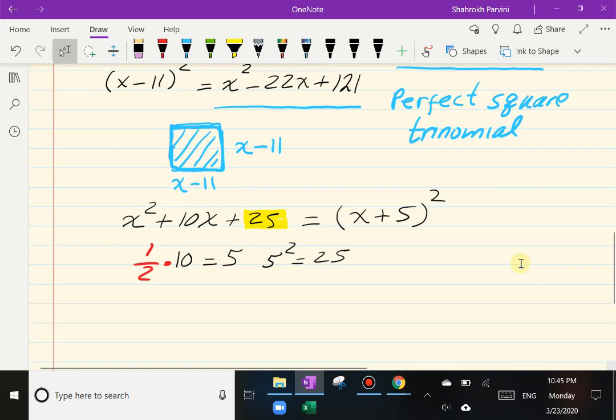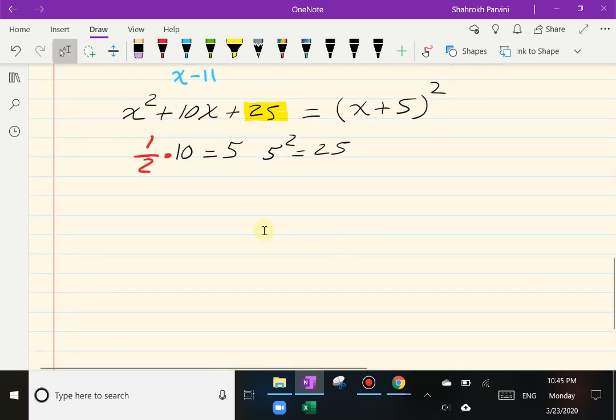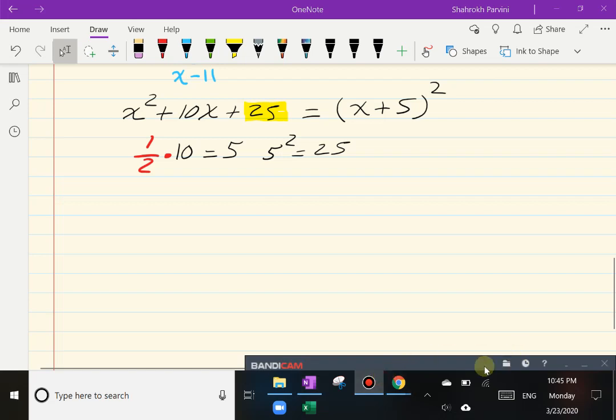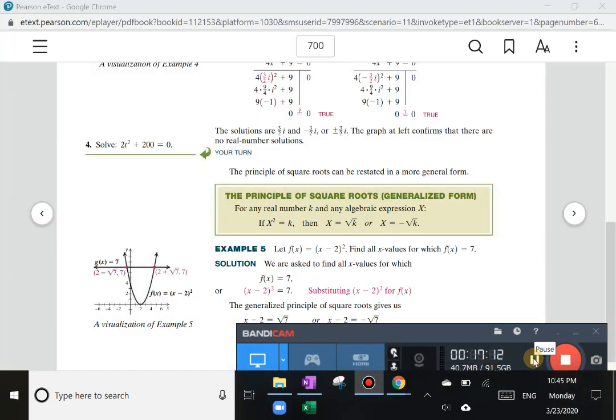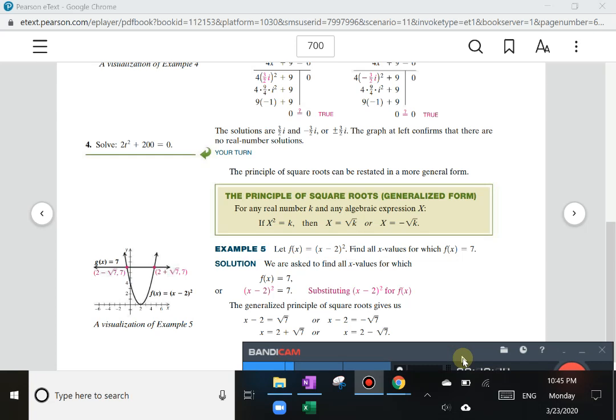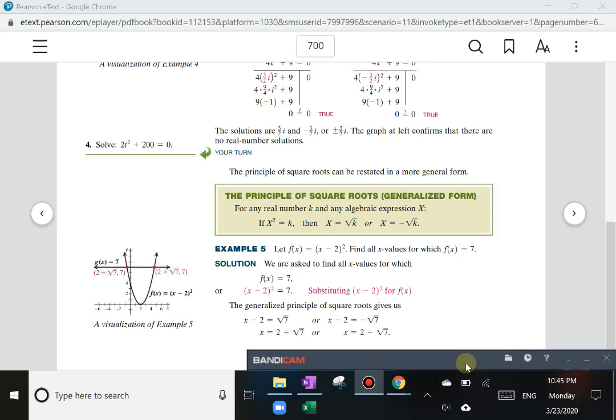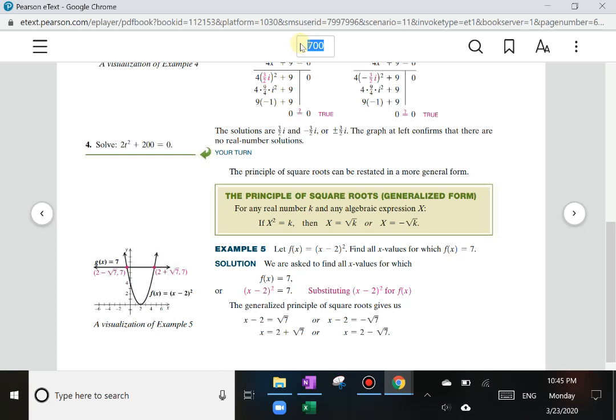So now let's take a look at an example of how we can do these in our exercises. And let me pause for a moment. Okay, so I'm back. So let's take a look at some exercises here, and see how we can do what we learned in this section. So I'm going to go to page 706.